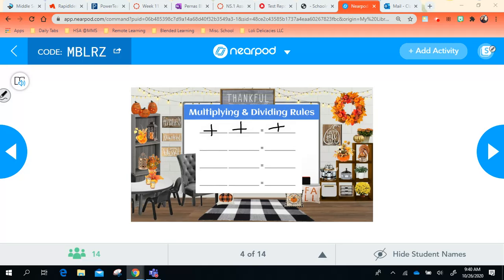When I have a negative times or divided by a negative, it's going to give me a positive. So see how this is different than when we add? When we add and you have two negatives, you end up with a negative. But when you're multiplying and dividing, it gives you a positive.